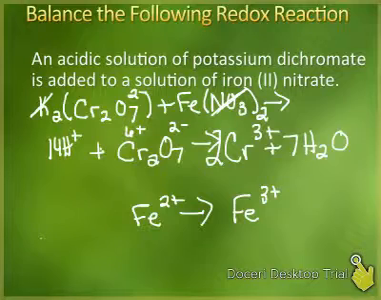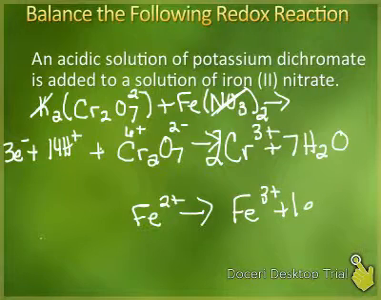So we need to add how many electrons to which side? 3 electrons to the reactant. We need to add 3 electrons to our reactant side. Iron started off 2 plus, ended up 3 plus, so we need to add 1 electron on the product side. Would it always be opposite like that? It should.